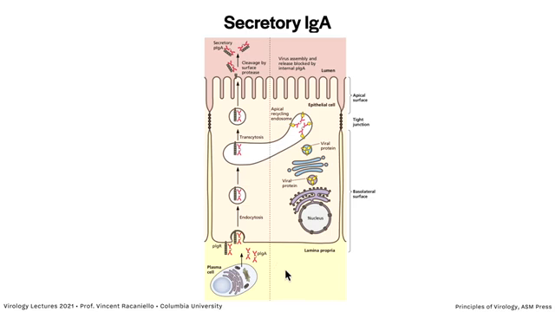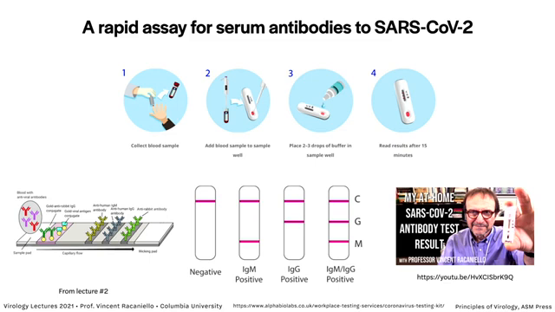You can also have other antibody. IgG can also move across the epithelial barrier if it's in quite high concentrations. But secretory IgA is the main one for protecting at epithelial barriers. We have developed, of course, rapid assays for serum antibodies as a way of knowing if someone has been infected. These were developed last year and have matured, and I think now you can get some of these for in-home use, although I think you still need a prescription.